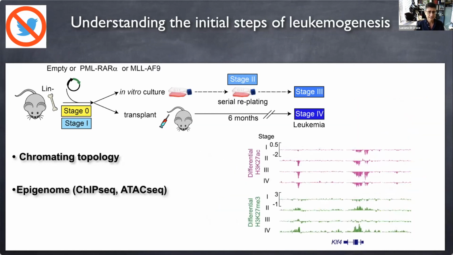Now, this analysis was done in parallel, not only looking at chromatin topology, which you will see in more detail later, but also we performed several omics quantification, which include ChIP-seq for some different marks like K27 acetylation or K27 trimethylation. We also performed ATAC-seq, and I will provide you a few examples here.